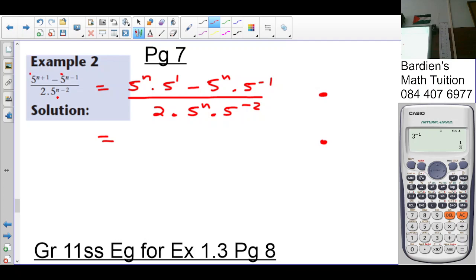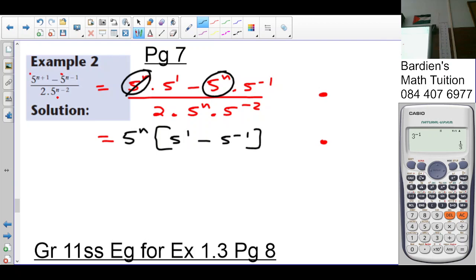Take out the common factor. And what is common in the numerator? 5 to the exponent n. What are we left with? 5 to the 1 minus 5 to the negative 1. And this is all over 2 times 5 to the n times 5 to the negative 2. Okay. Now what? Cancel.